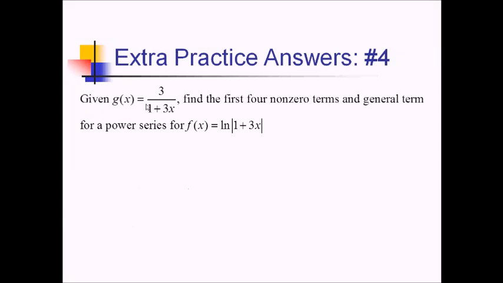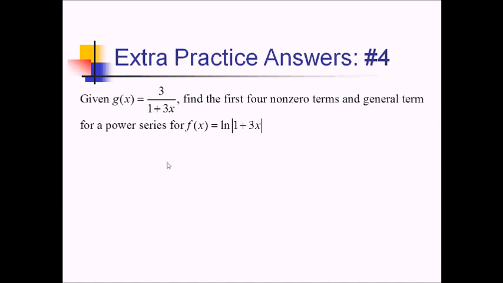On this problem, we're given this g of x function, and we want the first 4 non-zero terms and the general term for f of x equals ln absolute value of 1 plus 3x. So why are they giving us these two different functions? Well, if you look closely, you'll notice that this f of x function here is actually the antiderivative of the g function, right? If you take the antiderivative here, you're going to have 3 times ln of all this stuff divided by a tail of 3, so that 3 gets canceled out, and you've just got ln of 1 plus 3x.